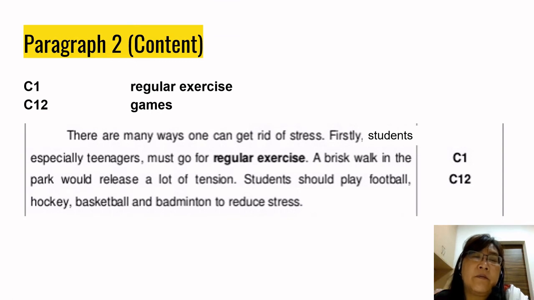Now, for paragraph 2, we're going to use content 1 and content 12. Content 1 is regular exercise and content 12 is games. So we have C1, C12. There are many ways one can get rid of stress. Firstly, students, especially teenagers, must go for regular exercise. A brisk walk in a park would release a lot of tension. Students should play football, hockey, basketball, and badminton to reduce stress.